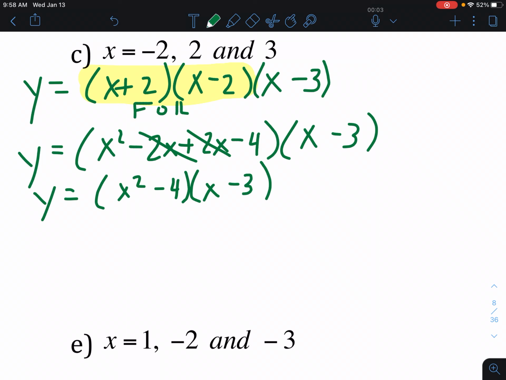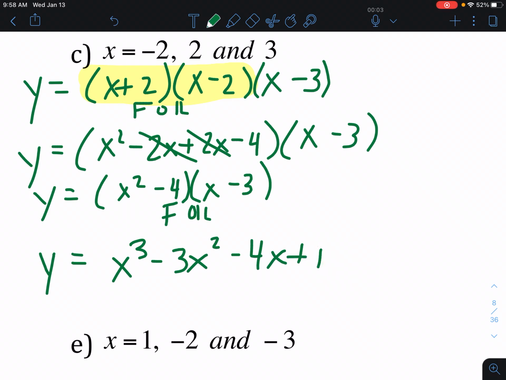All right, now the first one's simplified, so now we're going to FOIL/distribute again. So first, outer, inner, and last. And we would always try to combine like terms, but there aren't any here. So this guy is done. And notice my answer is in standard form, highest exponent down to the lowest, and then the constant at the end. Remember, we want to write our answers in standard form.